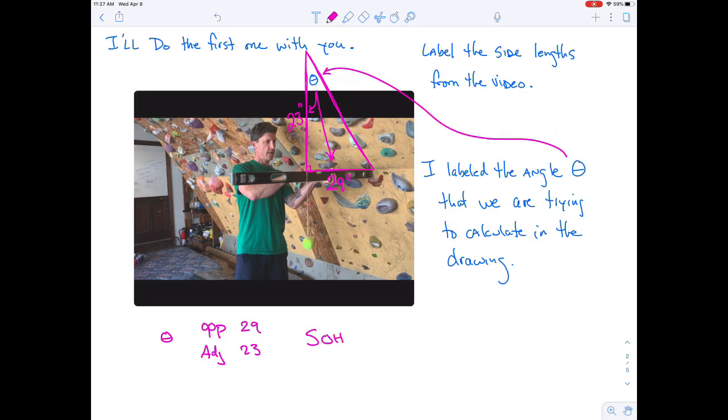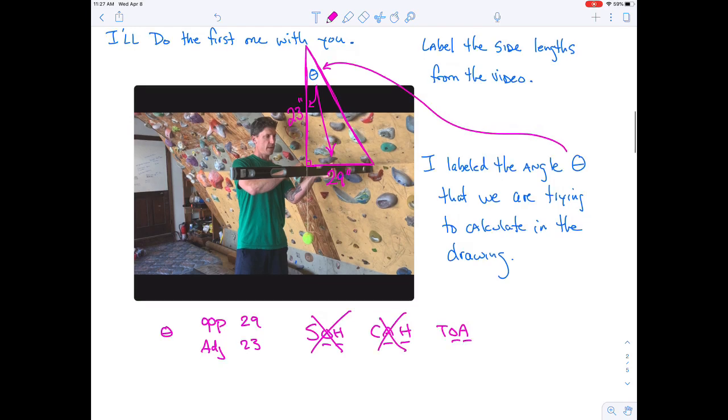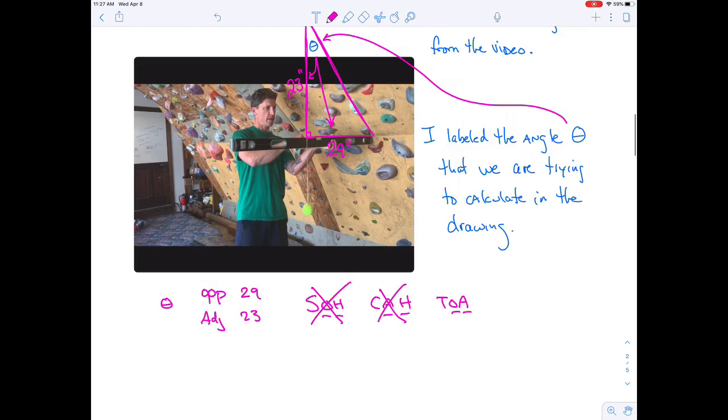And in SOH-CAH-TOA, I need opposite and adjacent. Opposite hypotenuse doesn't work. Adjacent hypotenuse doesn't work. Opposite, adjacent, there we go. So I'm going to go ahead and use tangent. So that's how I determine which one to use.